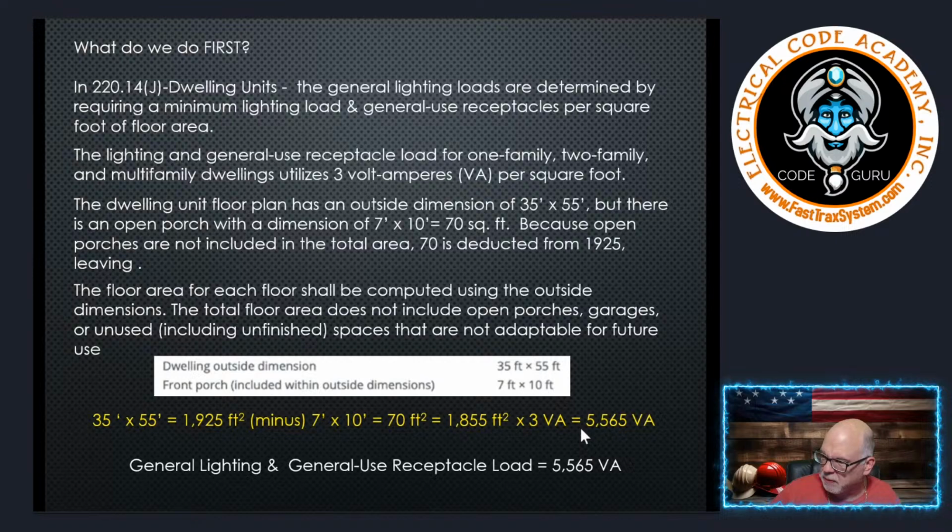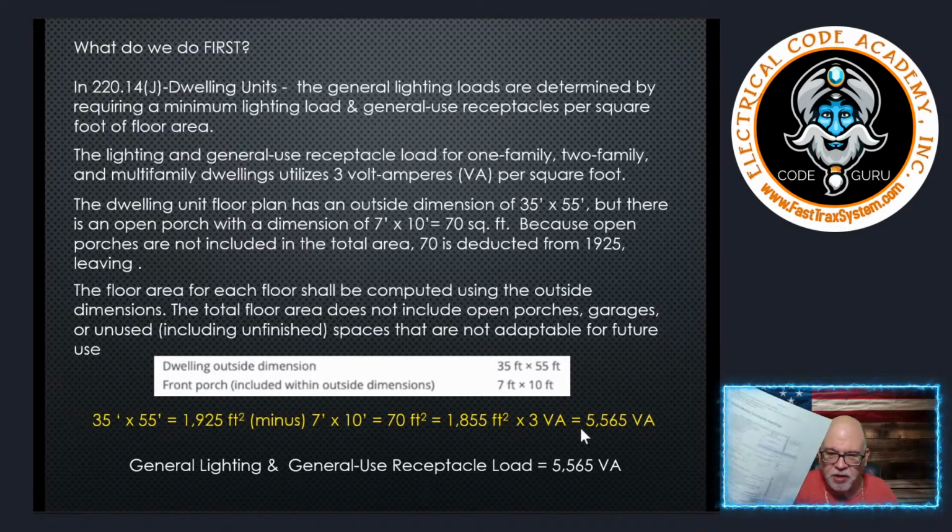And so my total should be 5,565. Okay. So I am going to test that out. You can do it yourself, but I'm going to make sure that I'm right. 1855 times 3 is 5,565. So I feel good. I filled out my form.